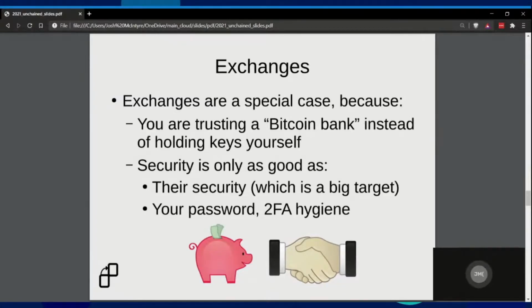Now, the second very important target that falls on the users is your security is only as good as your password and two-factor hygiene. So if you're storing money on an exchange, you should absolutely make sure that you have a very long, strong passphrase that is unique to that website. And you should use app or hardware-based, like a YubiKey, two-factor authentication. SMS text message-based 2FA is not acceptable for this purpose. And we'll talk a little bit more about that as well.